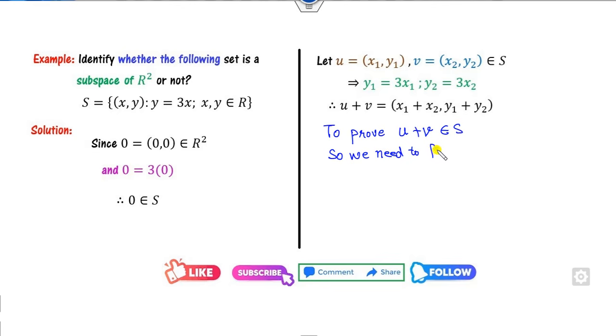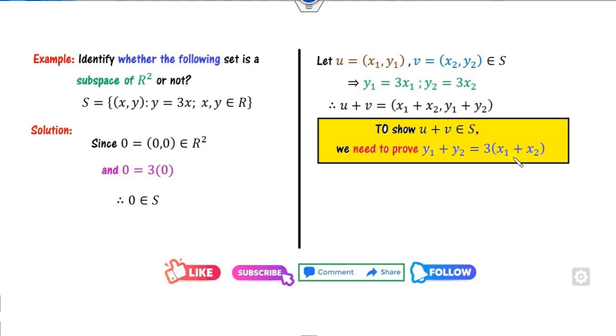We need to prove y is equal to 3x. What is the y? y1 plus y2 is 3 times of this. So I can start from the left hand side. What is the value of y1? 3x1. What is the value of y2? 3x2. Clearly, if I take 3 as a common factor, you will get the required result.